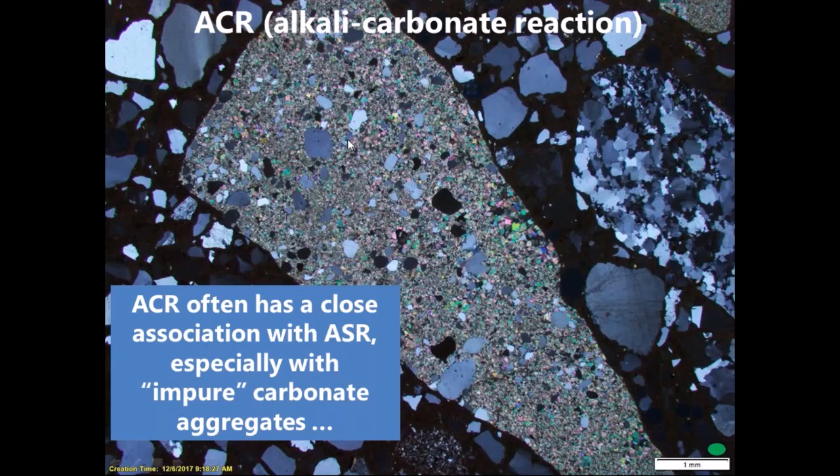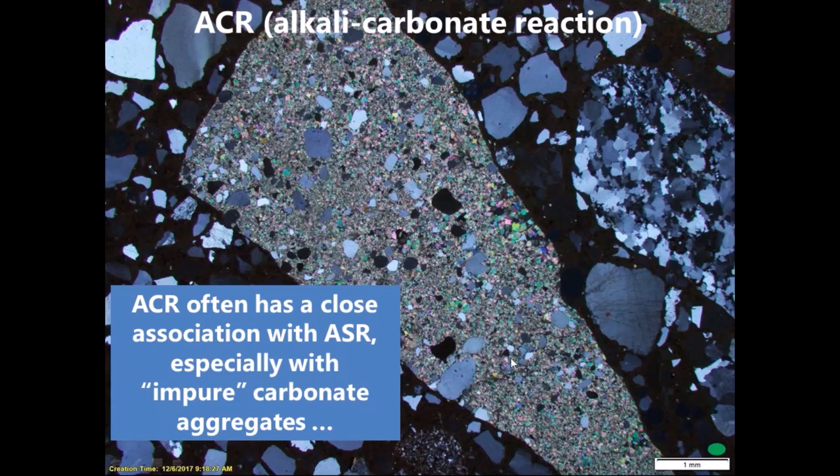ACR is poorly understood. It's been documented in the literature for the past 50 or 60 years, but it's very poorly understood even today. It has a close association with ASR. They're often found together, and the current thought is that ACR is a function of these dolomite aggregates not being completely pure. In other words, we're dealing with dolomite aggregates that have impurities in them, and those impurities would be clay minerals that may expand with water, but also silica, little quartz inside the dolomite aggregate.